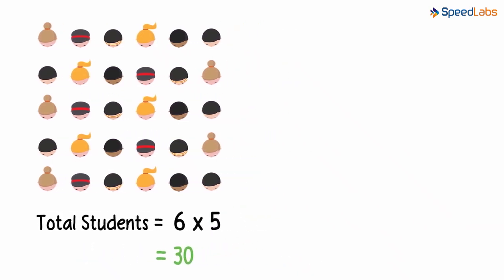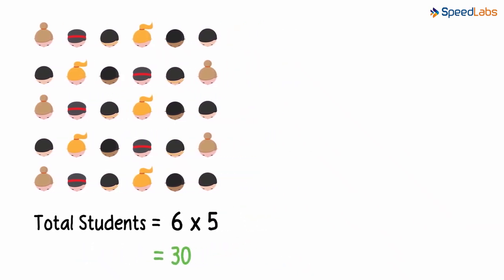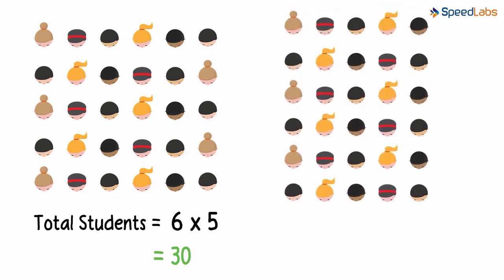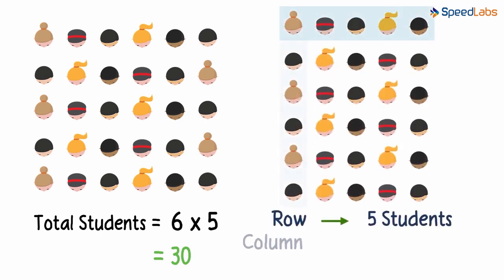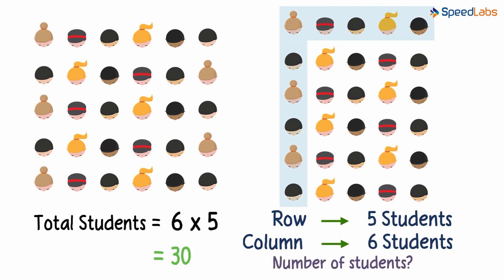Okay, here's a question for you to answer. If we arrange the students like this, 5 students in a row and 6 students in a column, then will the number of students change or will they remain the same?